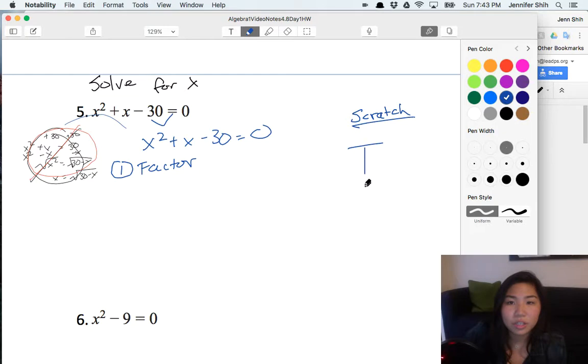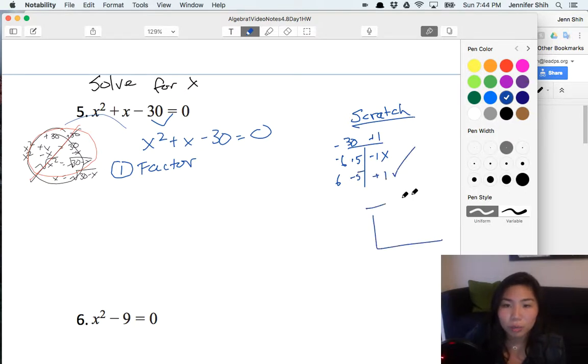In my t-chart, I need factors of -30 that add up to +1. So I'm thinking -6 and 5. No, that gives me -1. How about 6 and -5? That will give me +1. There we go. Use my reverse box method.